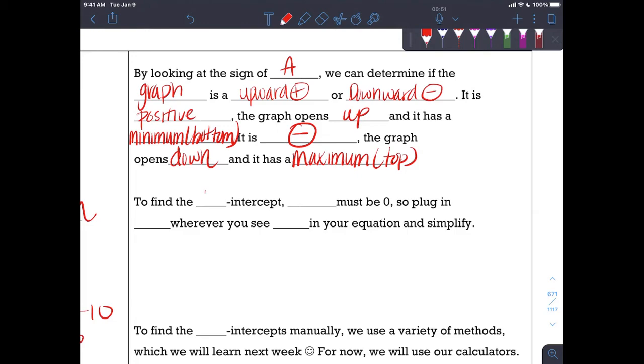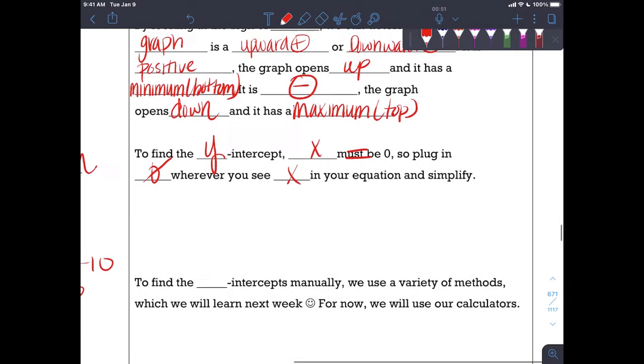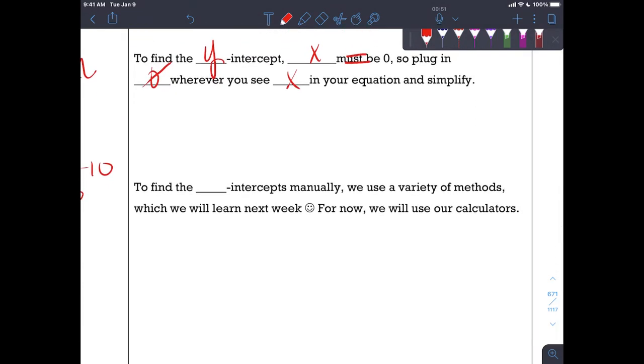In order to find the y-intercept, as is the case with every single equation you will come across, x has got to be equal to 0. So I plug in 0 wherever I see x in my equation and simplify to find the value. To find my x-intercepts manually, there's a lot of different things that we can do, but we did learn one of them, which is factoring.